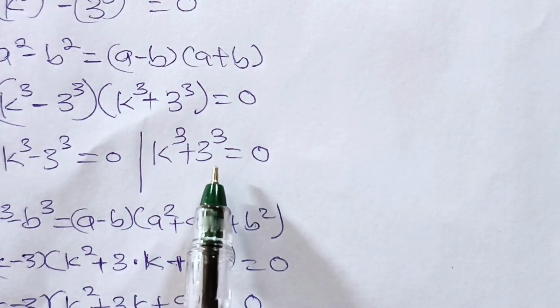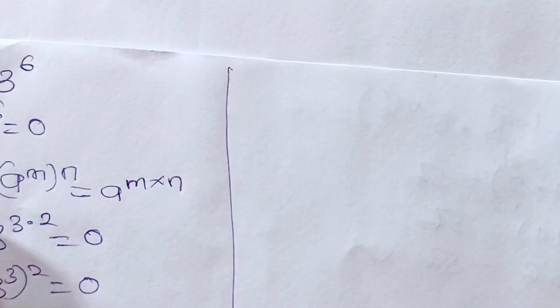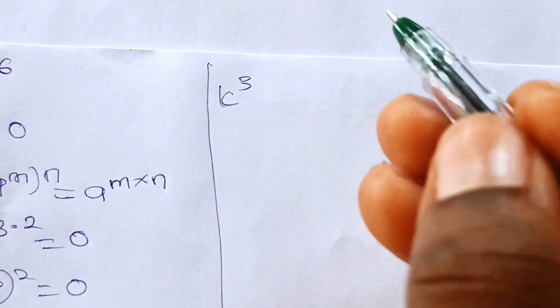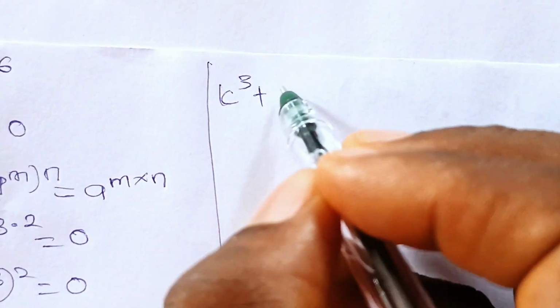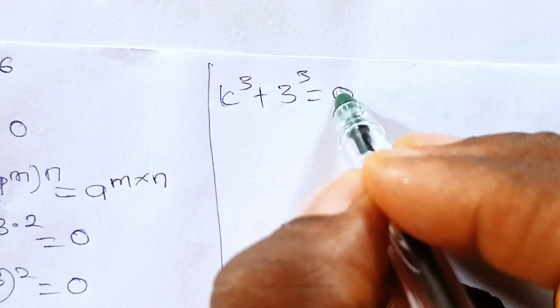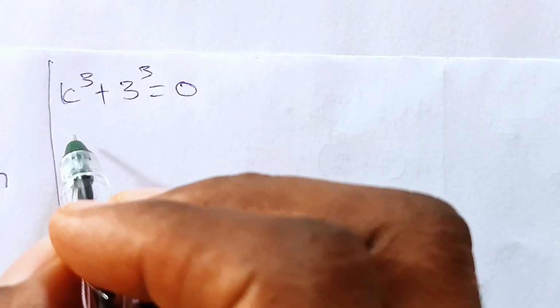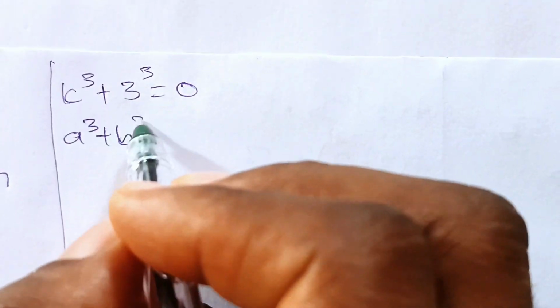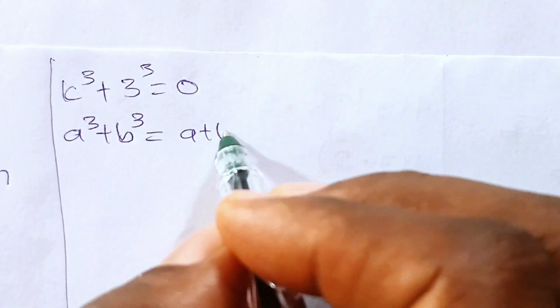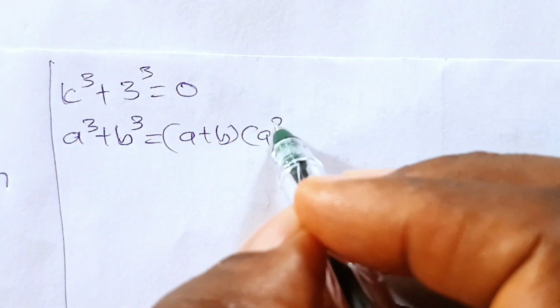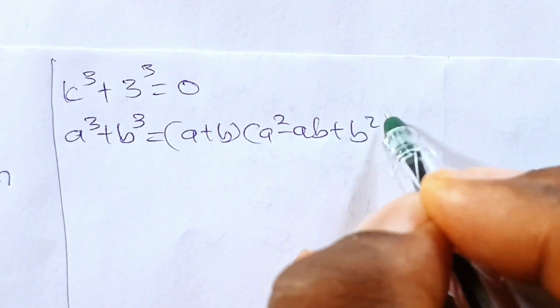k to the power of 3 plus 3 to the power of 3 is equal to 0. So, permit me to use this side, all right? So, we have k to the power of 3 plus 3 to the power of 3 is equal to 0. All right, now we are going to use the algebra identity that states that a to the power of 3 plus b to the power of 3 is equal to a plus b multiplied by a squared minus ab plus b squared, okay.